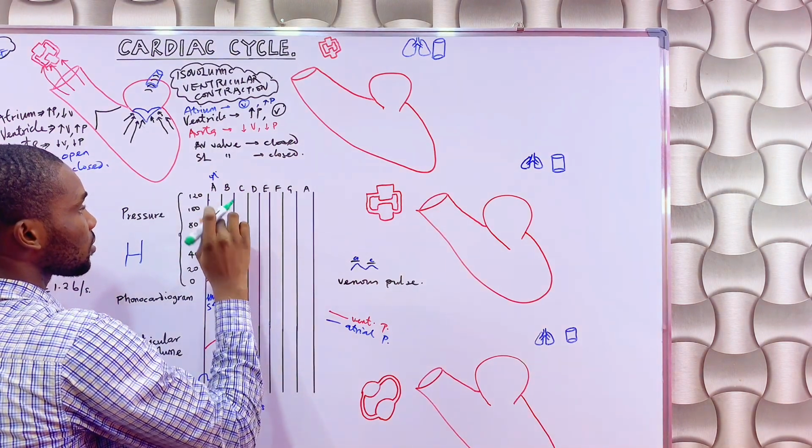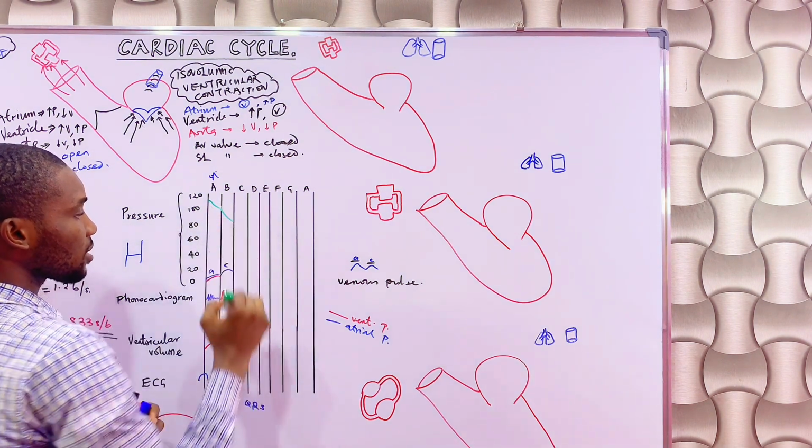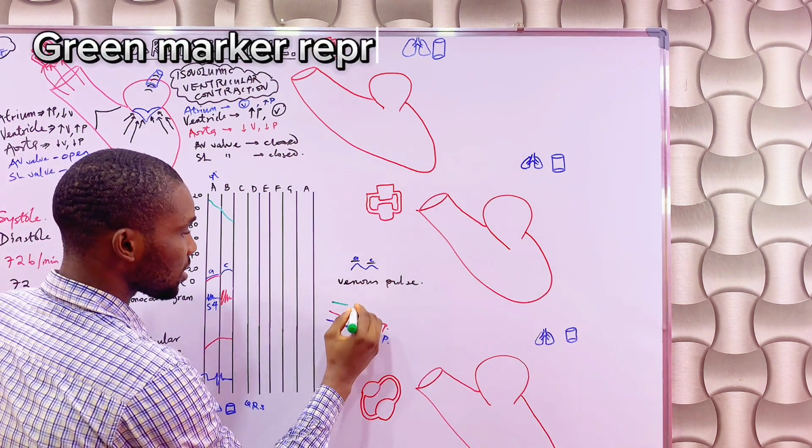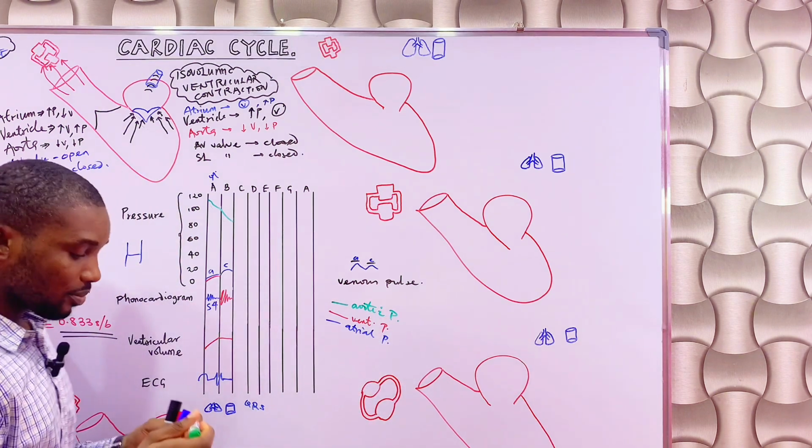Let's change it to green. So we had something like this, right? So green will now represent what? Aortic pressure. That's pressure in the aorta, right?